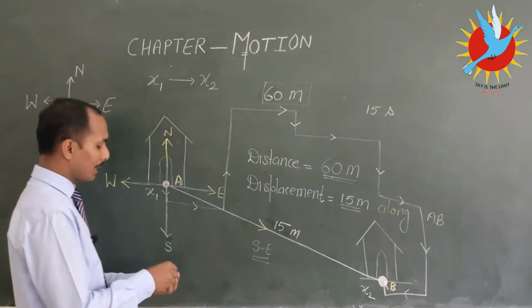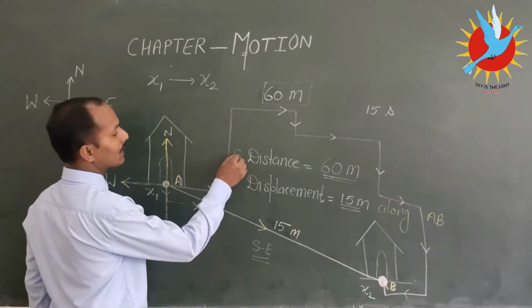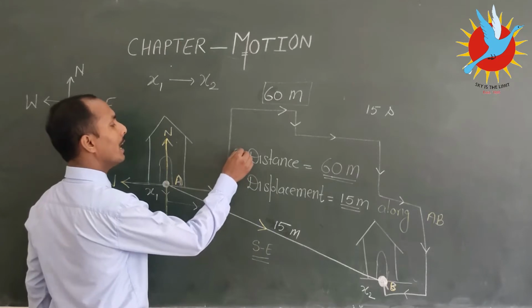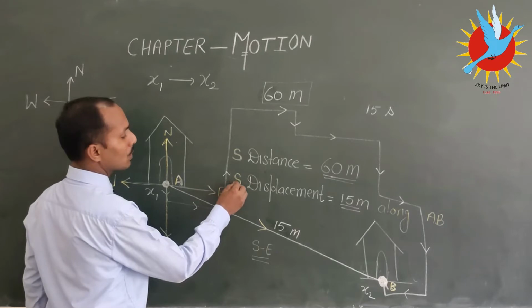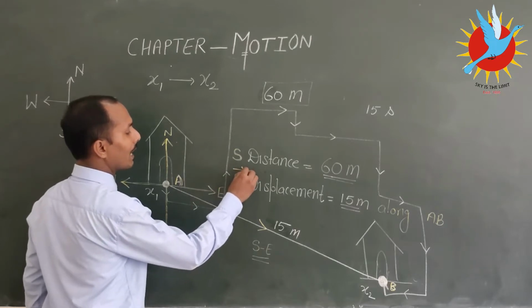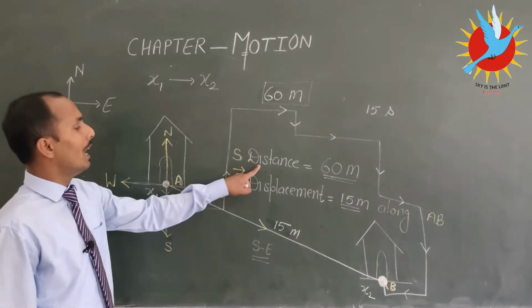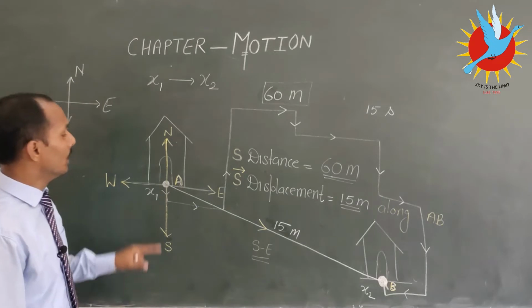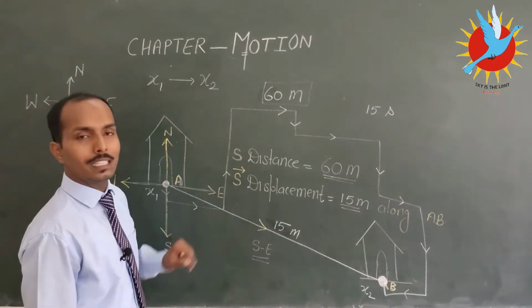What is the symbol of distance? Distance is represented by the symbol S. Displacement is also represented by the symbol S, but with an arrow. The arrow shows that it is a vector quantity, and no arrow means it is a scalar quantity. In this way you understand distance and displacement.